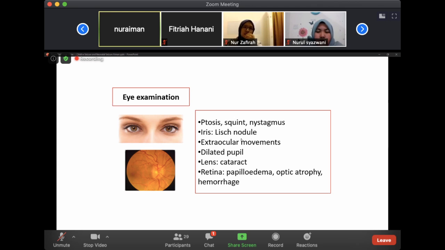And then check the iris for Lisch nodule, extraocular movement, any dilated pupils. Check the lens, look for cataract, then look for papilloedema, optic atrophy, or hemorrhage.